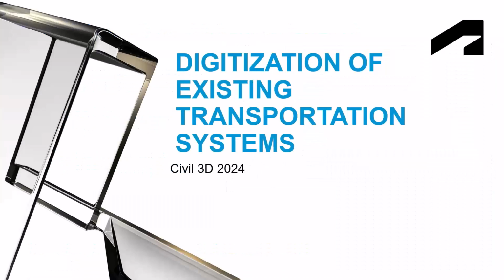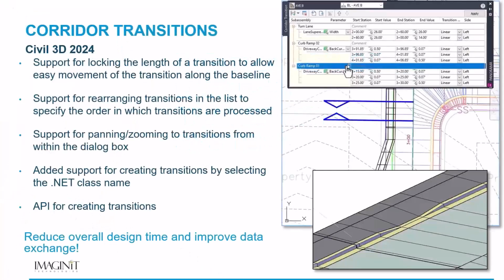The next portion, digitization of existing transportation system. Oh, that's easy. I like this one, the corridors. With corridors, I showed that just a little bit ago. What we get with this release that we didn't have before is the fact that we can lock maybe length or transitions or allow easy movement and transitions along the baseline. We can rearrange our transitions to put something above and below, or also it supports the zooming and panning in this release. It does support the backend use of API for creating those transitions.